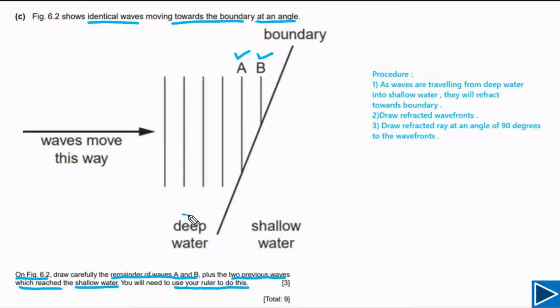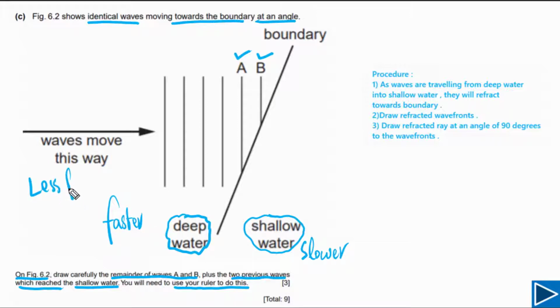Now first of all, let's try to understand the speed of waves in deep water as compared with the speed of waves in shallow water. The speed of waves in deep water is faster as compared with the speed of waves in shallow water. Now the question is why is the speed faster in deep water? The speed of waves is faster in deep water because there is less friction. So we can say less friction from the ground, from the seabed. So that's the reason the speed of waves in deep water is faster.